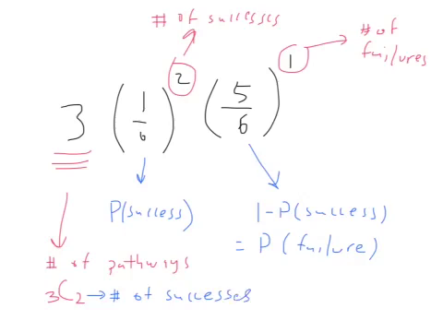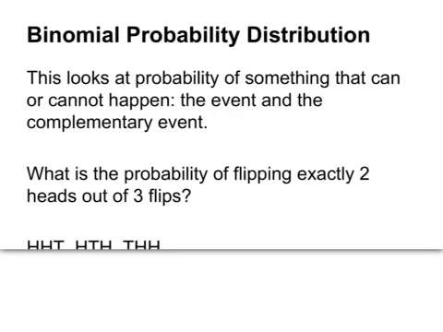So this is a really important idea, and this is called the binomial probability distribution. It's called the binomial probability distribution because 2 things can happen: I can either have a success or I can have a failure. As I said, binomial probability looks at something that either will or will not happen, so the event and its complement.